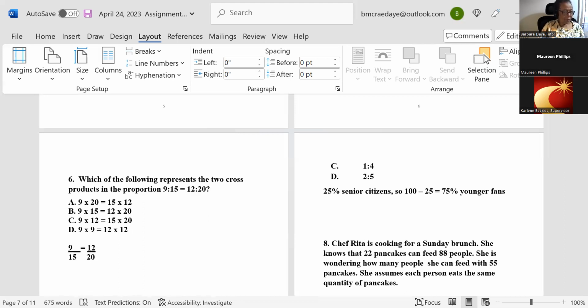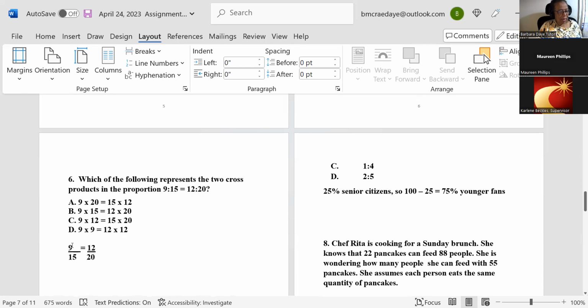20 by 9 is 180. You don't have to multiply it out because you're trying to pick out the right products here. So you'd have 9 times 20 equal 12 times 15. Now, which one of these is 9 times 20 equal 12 times 15? Which one of these two cross products is equal to this equation right here?